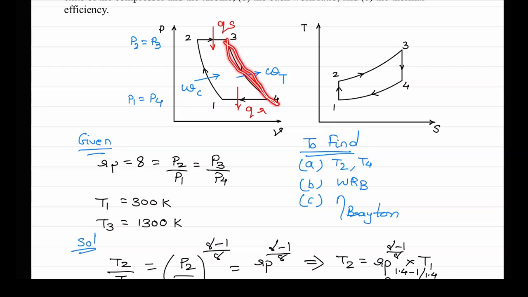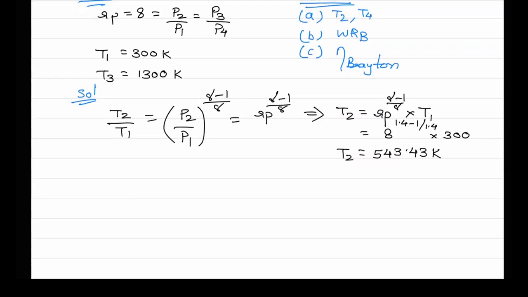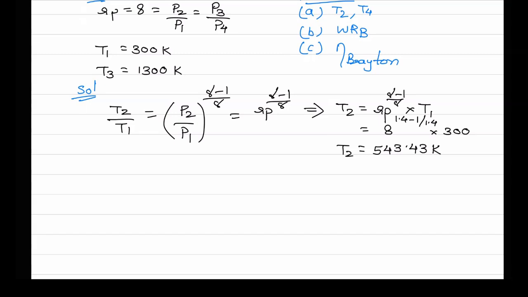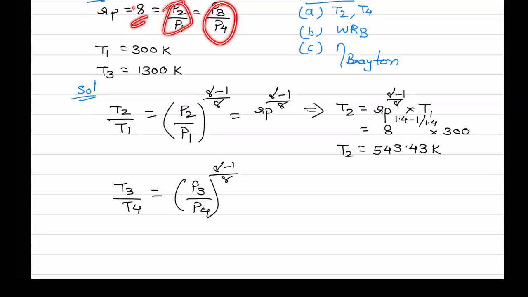So I will write down T3 by T4 is equal to P3 by P4, which is Rp, raised to gamma minus 1 upon gamma. T3 by T4 is equal to P3 by P4 raised to gamma minus 1 upon gamma. And what is P3 by P4? It is P2 by P1. And what is that? It is Rp, and the Rp value is 8. So I can write down Rp raised to gamma minus 1 upon gamma.